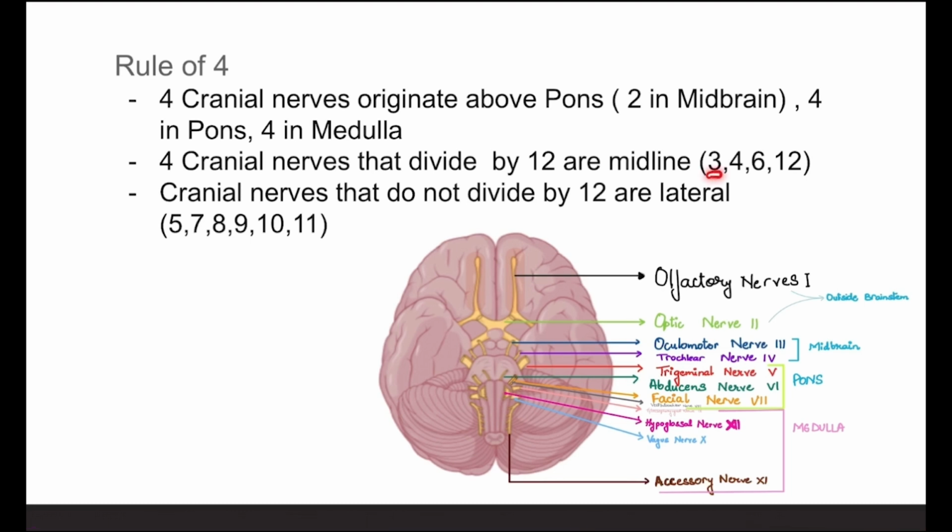So if you look at the numbers 3, 4, 6, 12, all these cranial nerves, these numbers are divisible by 12. So these are located in the midline. That's the rule of 4. If there is a midline nerve like 3, 4, 6, 12, they divide by 12, they are supposed to be located in the midline. Whereas the nerves 5, 7, 8, 9, 10, 11, these do not divide by 12. So these are the lateral nerves.